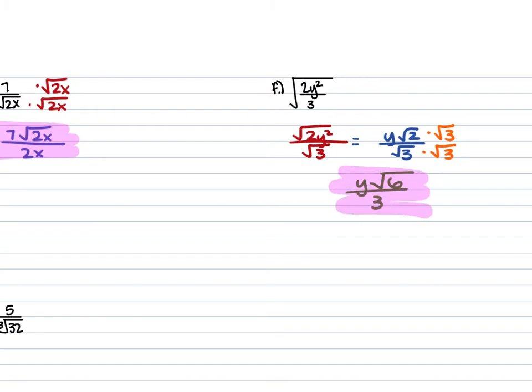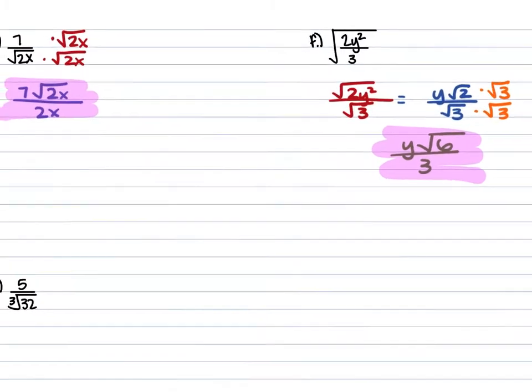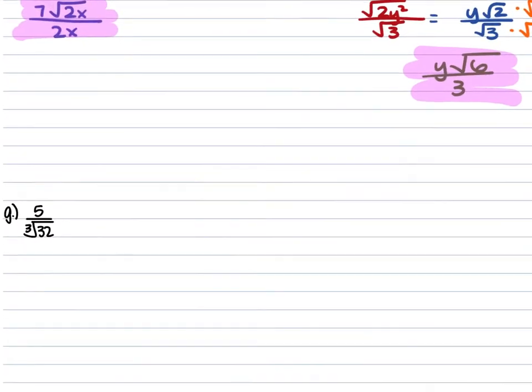And again, like we mentioned earlier in this lesson, if you have something like the square root of 6 over 3, it cannot be simplified because that radical is over the 6. Yes, 6 and 3 share a common factor of 3. However, because the 6 is underneath that radical and the 3 is not underneath a square root as well, it cannot be simplified. For example, G, we have 5 over the cube root of 32.